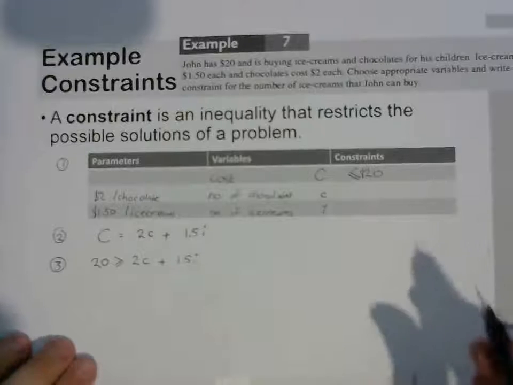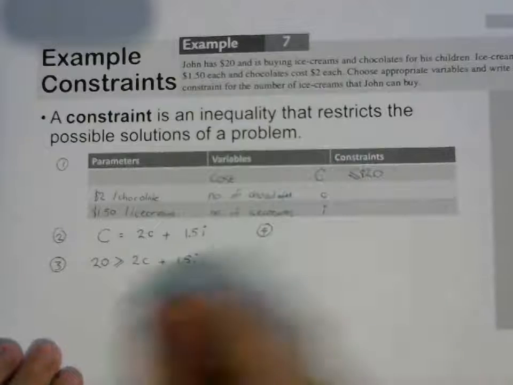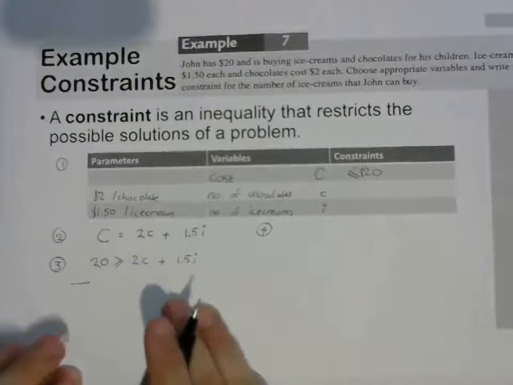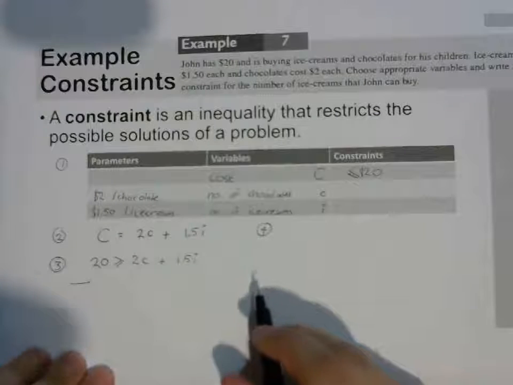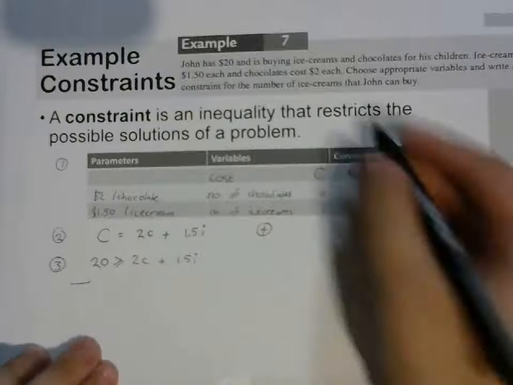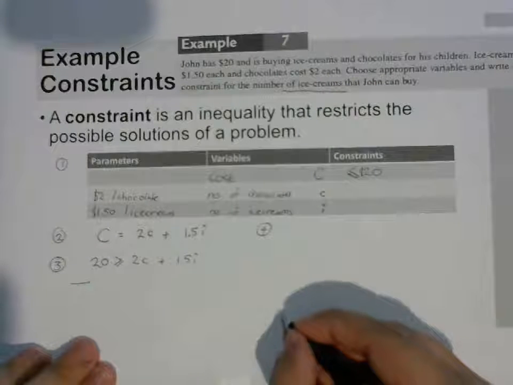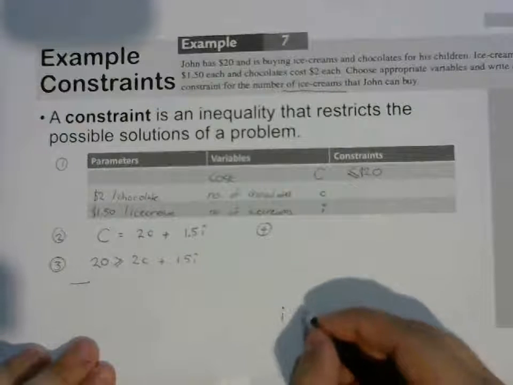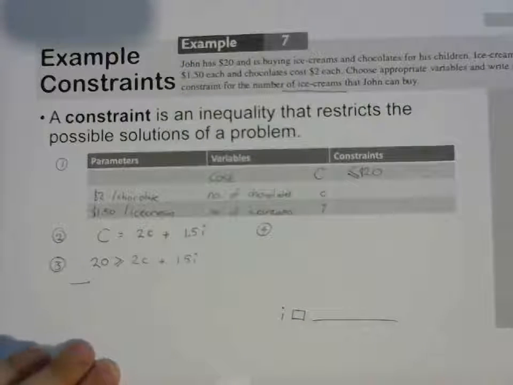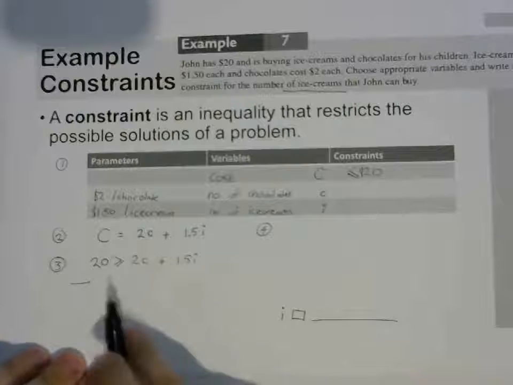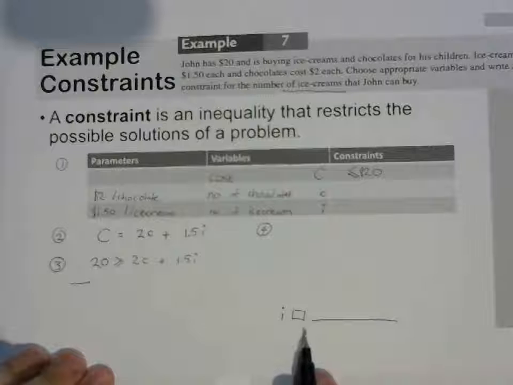Now here's the more difficult step 4. And some problems will stop there and you won't have to go further. But in this case, we're specifically asked for a constraint for the number of ice creams. We want an answer that has I, some symbol, and then an equation. So we're going to have to rearrange this equation to get to this form.